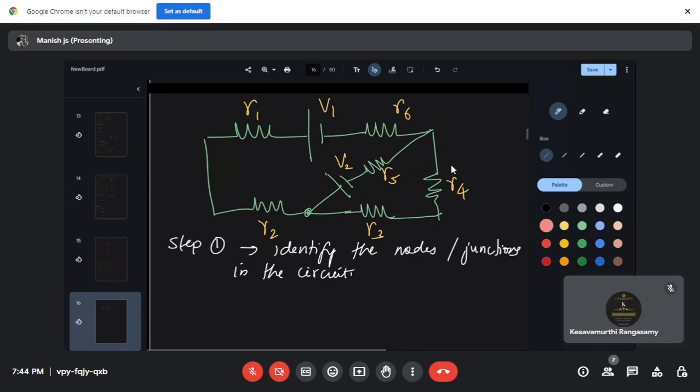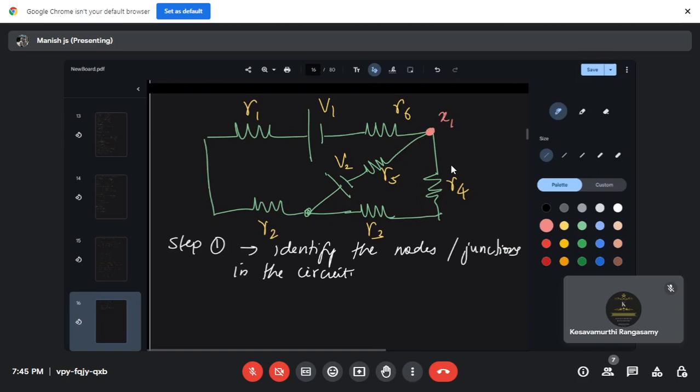Now what is a node? A node is basically a point in a circuit where 3 or more components meet, or 3 or more wires meet. Can you see that there are 3 wires meeting at this point? I have highlighted it. So this is basically a node, and I will mark it as x1. Why is it a node? Because 3 wires or 3 components are meeting there.